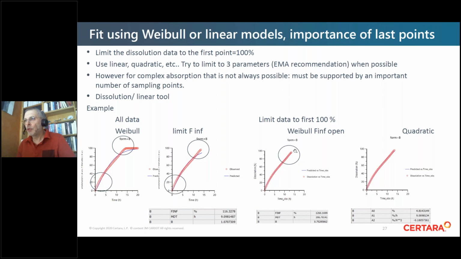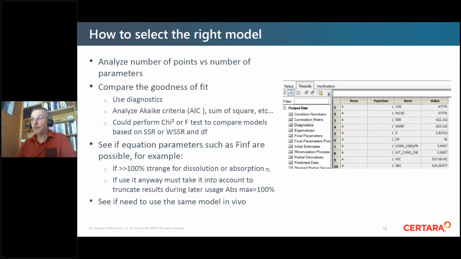When I stop at 100%, it seems that I have a very nice fit of all my data, but my F infinity is going to go to 1,266%, which is not possible. So that means that starts to be a problem. When I use a quadratic equation, you can see that my fit is as good as the previous one. So which one do I have to use? That is a good question. How can I know the best one?